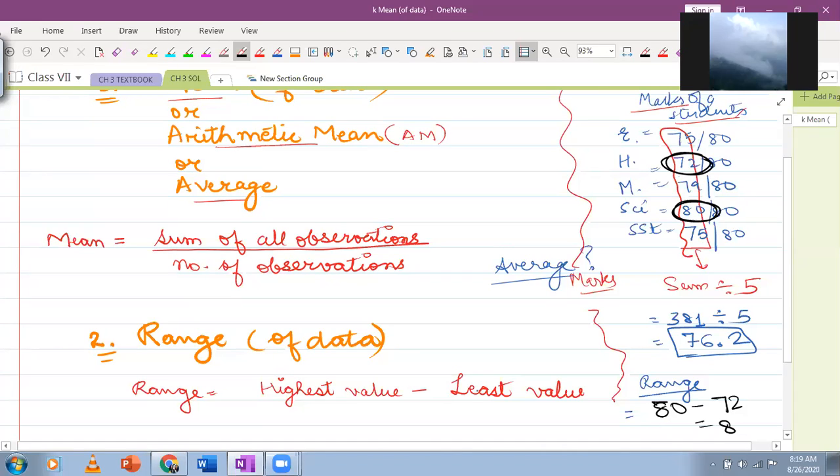You only have to write down the difference between the highest value and the lowest value in the list. In whatever list of numbers is given to you, first you have to find which is the smallest value, which is the biggest value, and then you have to subtract the two.